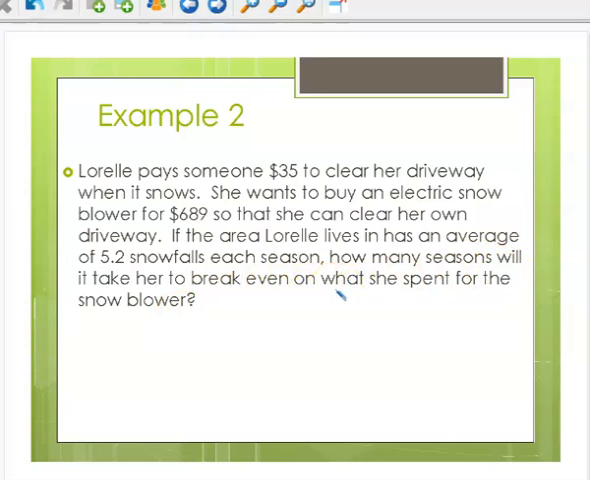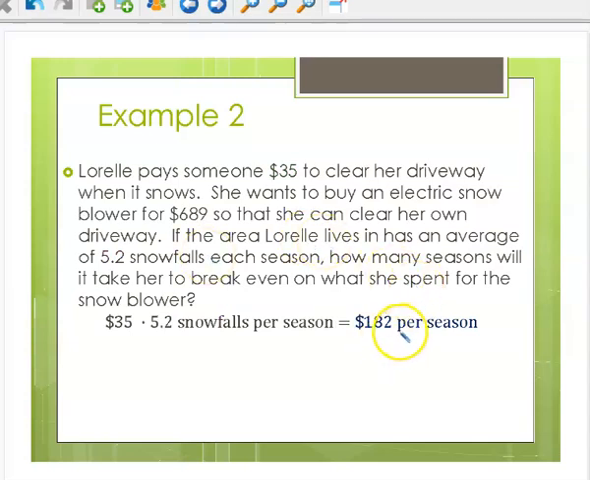All right. So now this doesn't go into and talk about some of the other things we could say, like what if it's ice, how many inches of snow and stuff. So we're really simplifying this, and I understand that. So we know that it's $35 for every snowfall. So there's 5.2. This is going to be the total amount she spends every season. So it looks like she spends $182 per season. So how many seasons will it take her to pay off or break even on that snowblower?